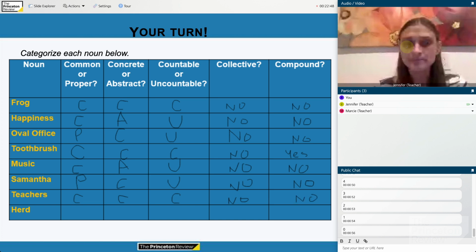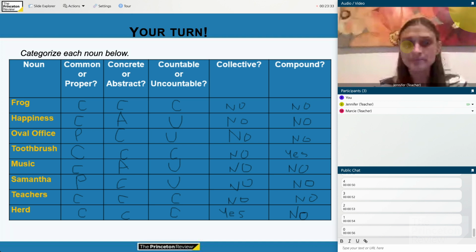All right. Last one is herd. So if you have a herd of cattle, for example, that is going to be common. It's not referring to something specific. It's going to be concrete because you can see and touch them. You can count herds. There can be more than one herd. You can have 2 or 3, 4, 400, however many. It is collective. So this is our only collective one on the list here, because a herd is referring to more than one head of cattle. And it is not compound.